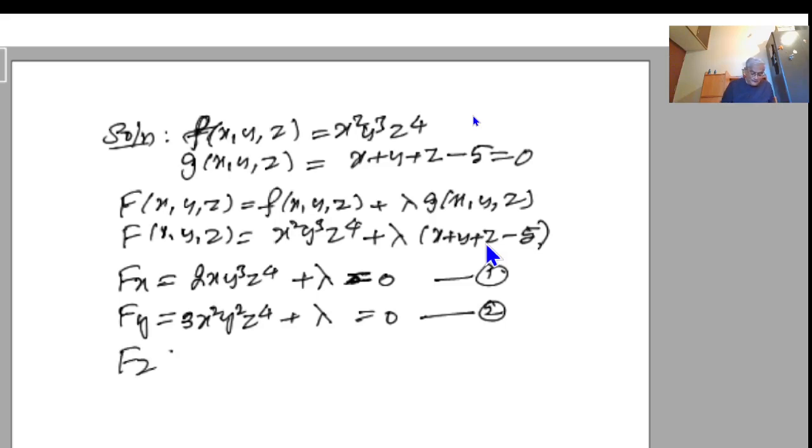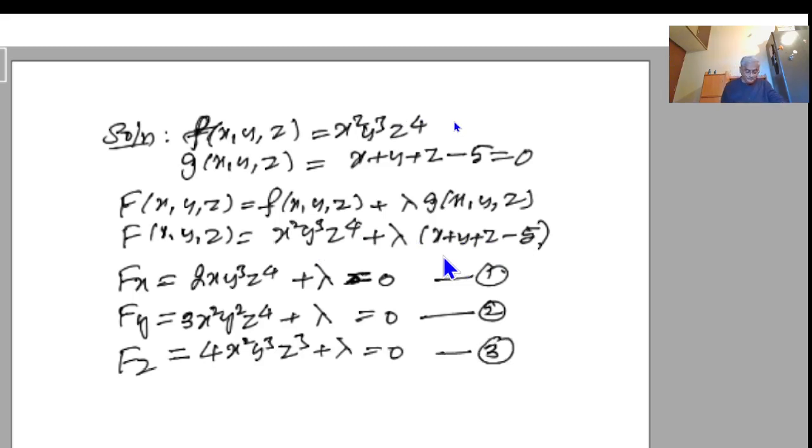Similarly, differentiating partially with respect to z, x square y cube constant quantity, z raised to 4 derivative is 4z cube. That is 4x square y cube z cube plus lambda into differentiation of this with respect to z is 1. This is equal to 0. I will take this as 3.